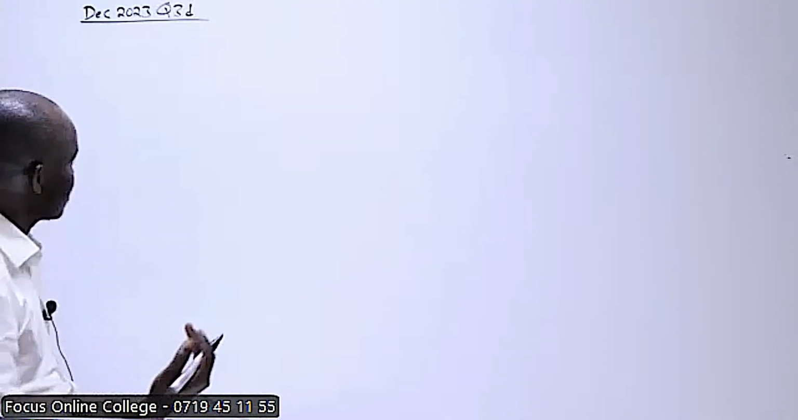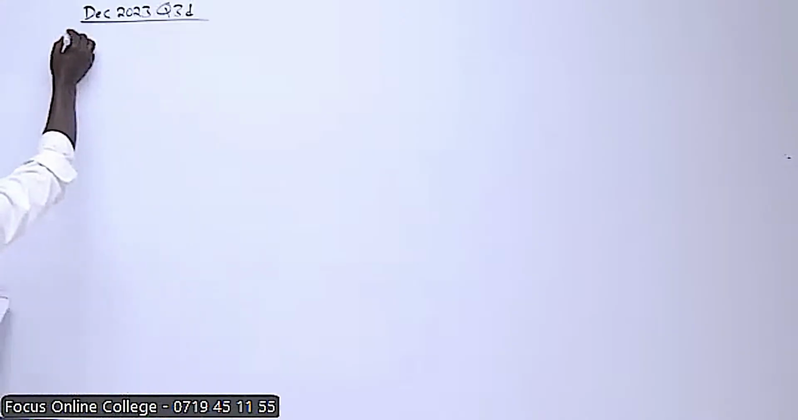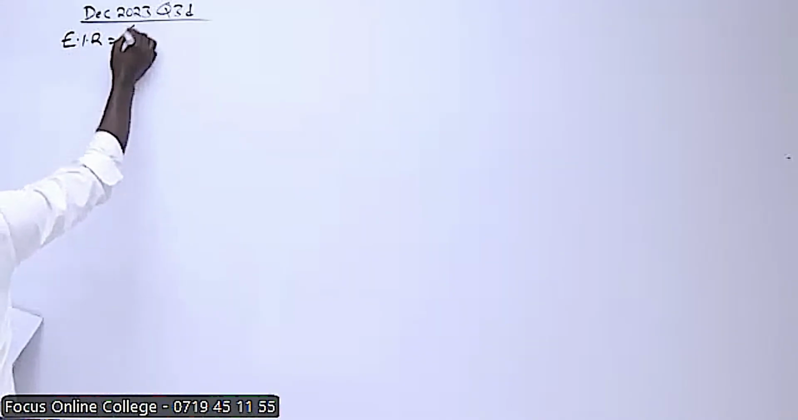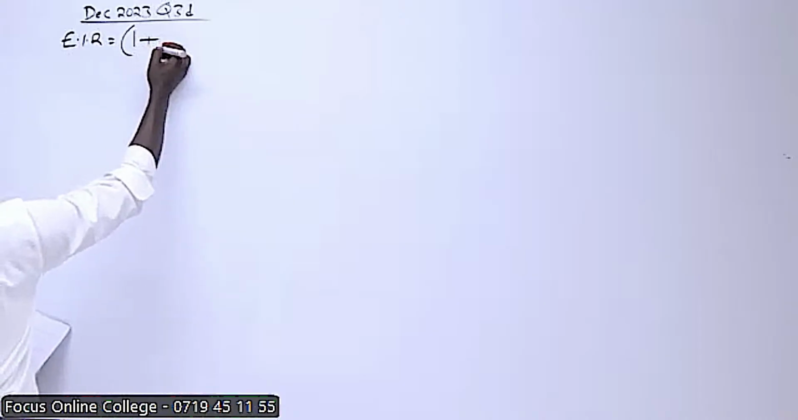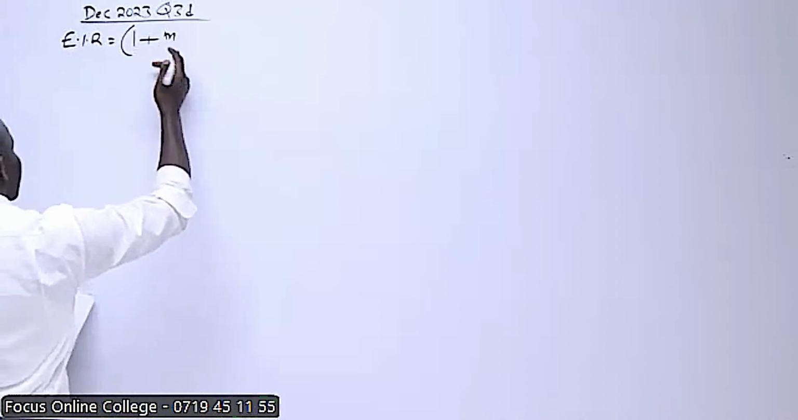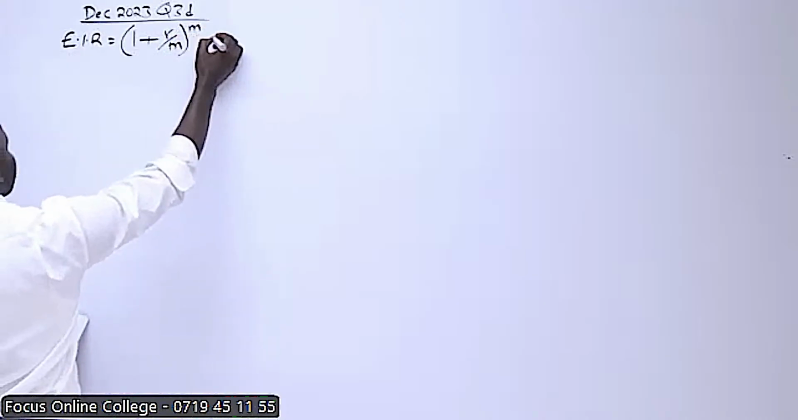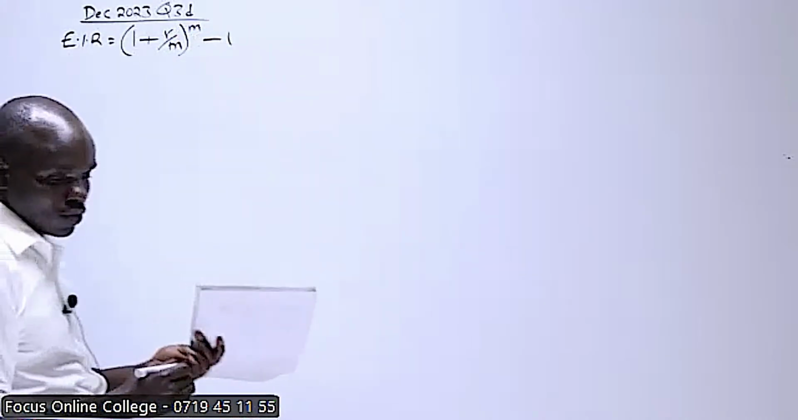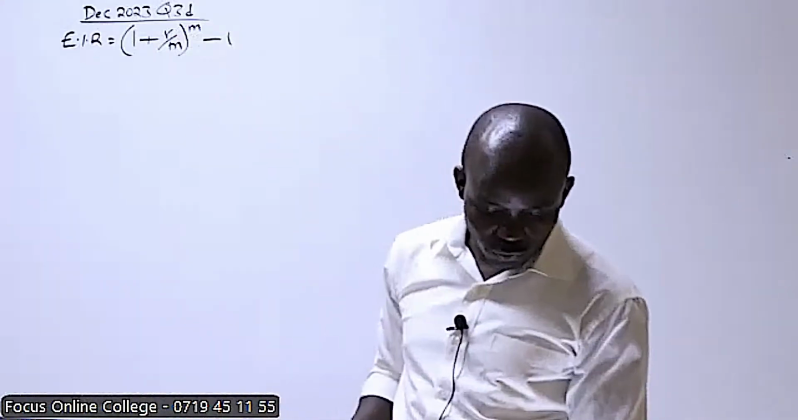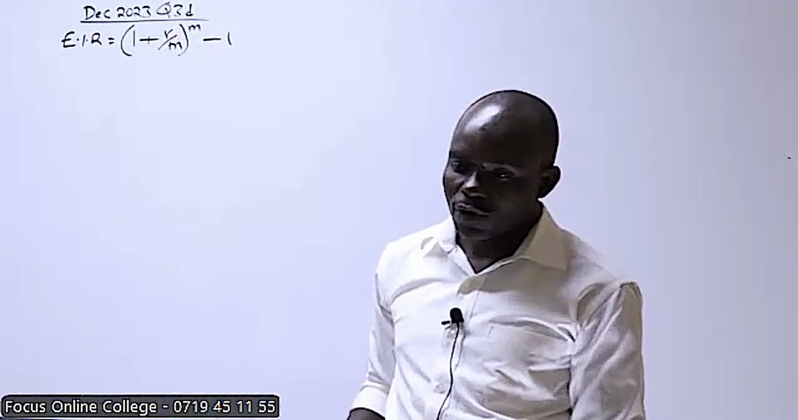So remember, we said effective interest rate is adjusting the nominal interest rate with the number of times compounding occurs in a year, so as to get an interest rate that is consistent with the number of compounding times. So the effective interest rate is equal to 1 plus R over M, power M, minus 1. That is how we compute the effective interest rate.